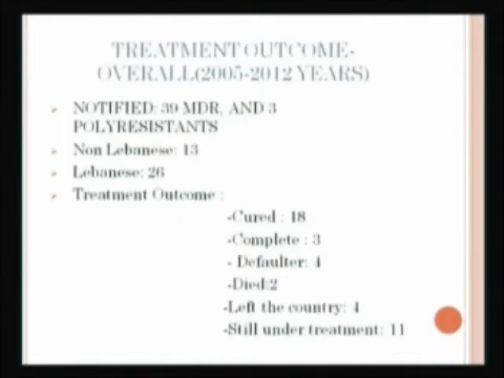Treatment outcome in Lebanon. We notified in all years 39 MDR and polyresistance cases. Lebanese 26, non-Lebanese 13. Treatment outcome: we have cured 18, completed treatment 3 patients. The success rate is over 65%. Defaulter 4, dead, we have 2 deaths. Left the country, that's non-national, 4 cases, and still under treatment, we have 11 this year.